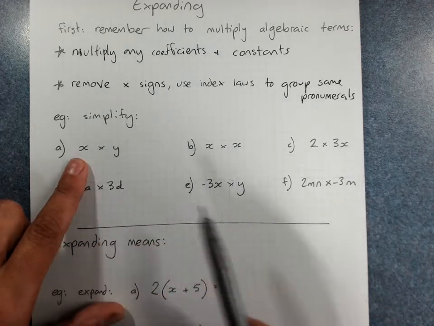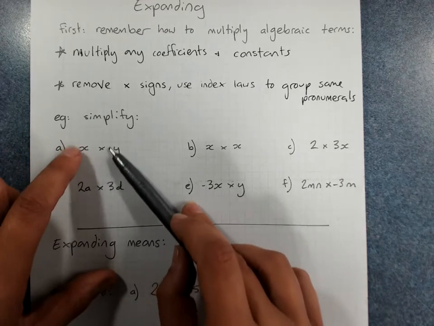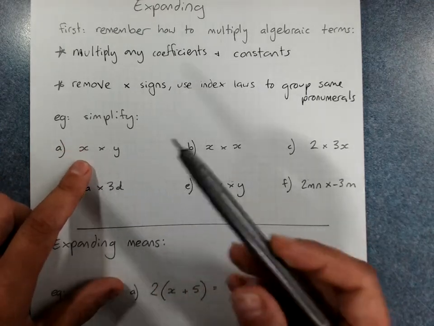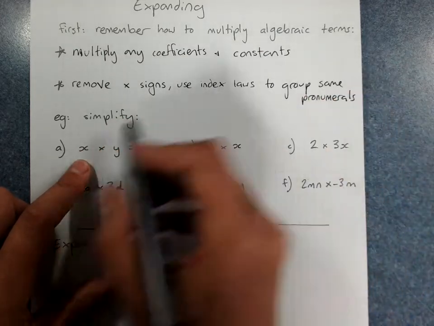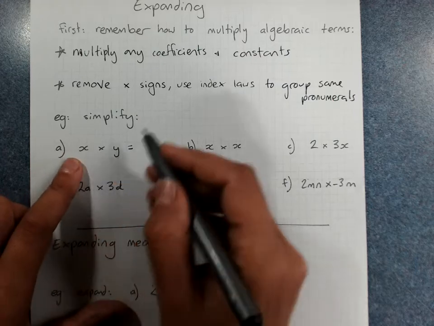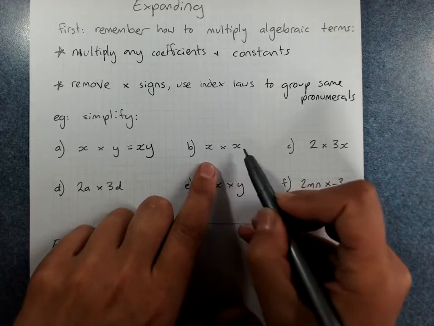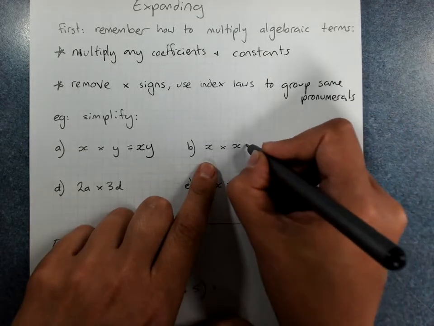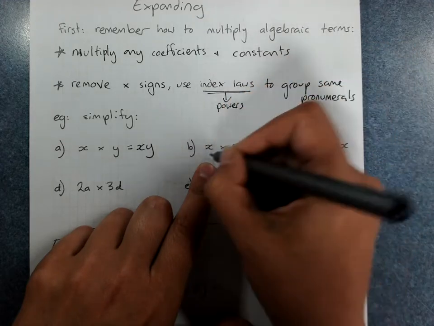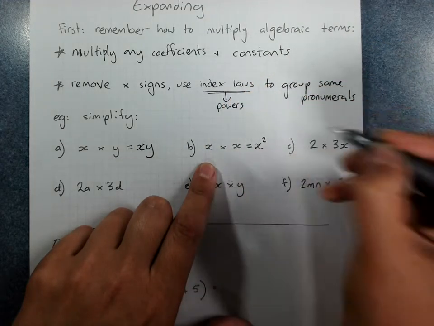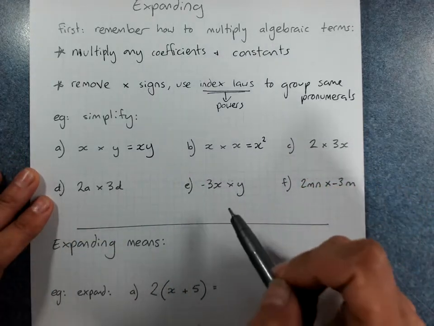So x times y, you remember when there's no coefficient, no number in front, there'd be an invisible 1, but we can leave that alone. We just remove the times sign because I don't have any pronumerals that are the same. X times y is the same as xy. X times x, remember this is where we use our index laws, our powers. X times x is x squared. Not the same as x plus x. X times x is x squared.